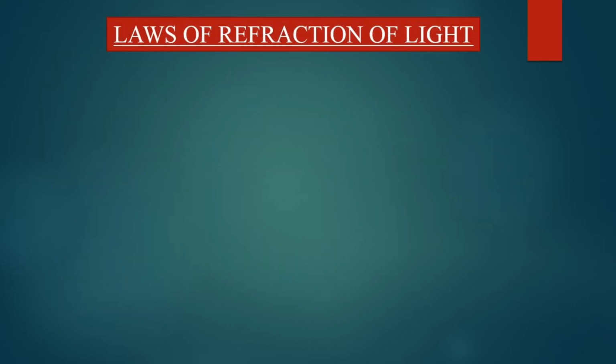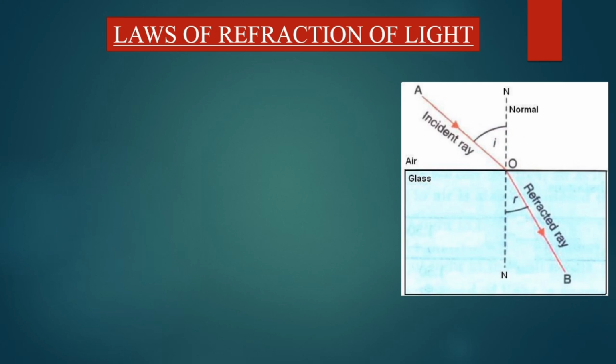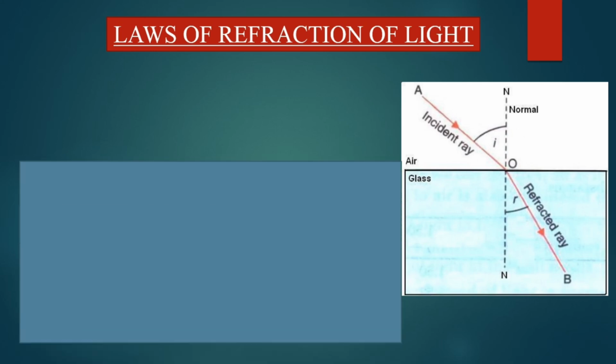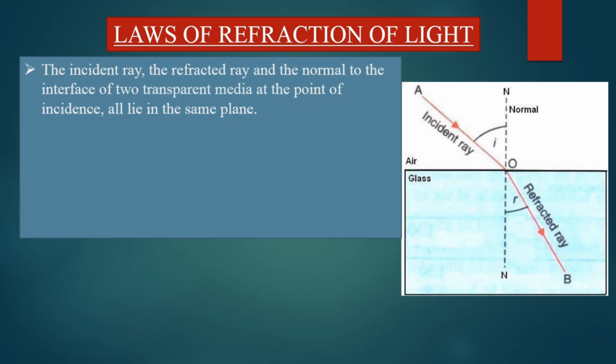Let's now look at the laws of refraction of light, which explain how and why light bends when it passes from one medium to another. The first law states the incident ray, the refracted ray, and the normal all lie in the same plane at the point where the light hits the interface of two transparent media.